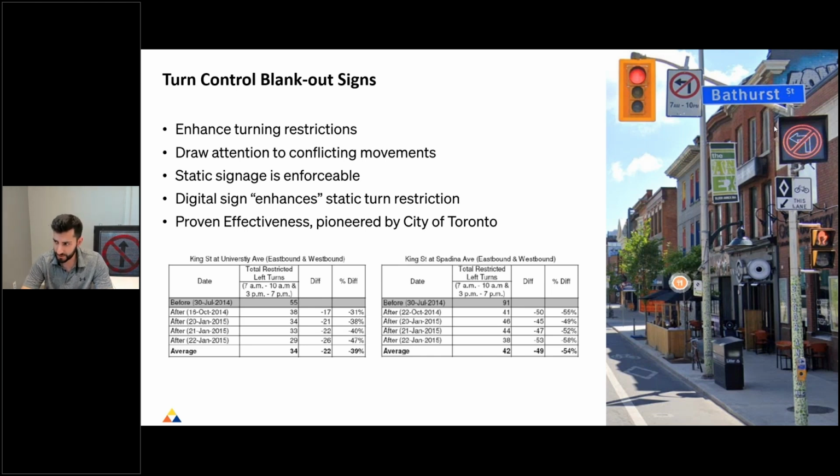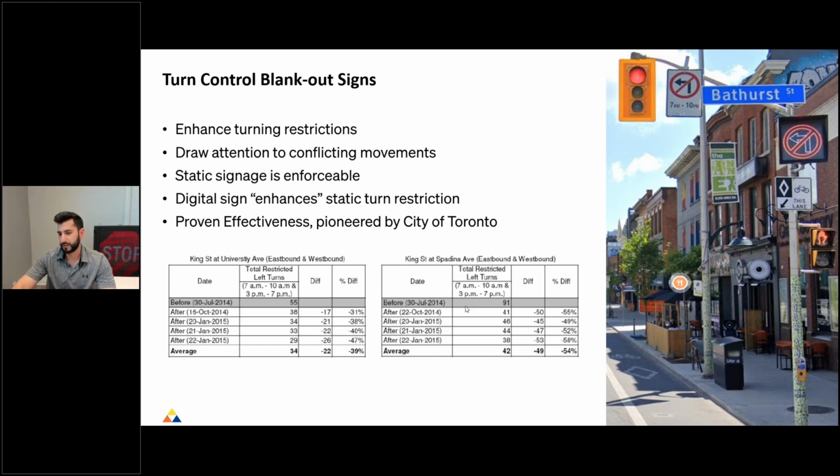So in Ontario, the city of Toronto was really the first municipality to widely deploy these blankout signs. And during their time, they did conduct some very deep studies to prove the effectiveness. And one in particular was done in 2024 along the King Street streetcar route. And these are the statistics you're seeing on your screen here. And what they noticed over months of analyzing the signs is they had a very impressive 48 overall improvement in compliance to the left-hand turn restrictions.